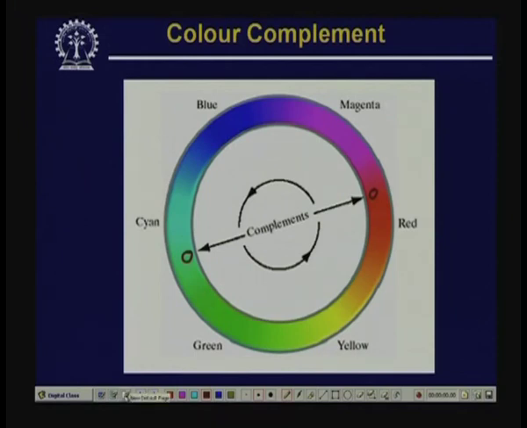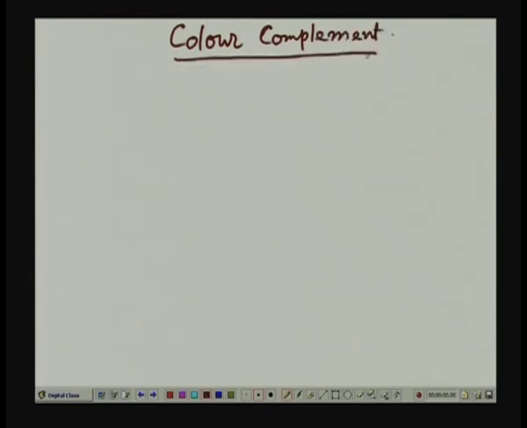Now, this color complement is analogous to the grayscale negatives. When we talked about grayscale or intensity image processing, we also talked about the negative operation. This color complement is analogous to that grayscale negative operation.